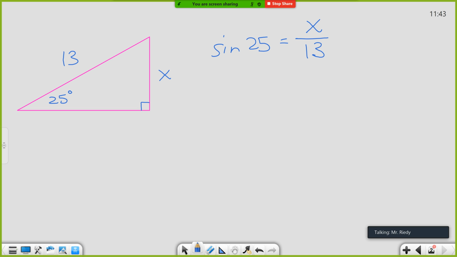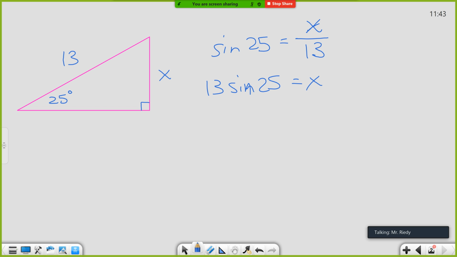Beautiful. Then we solve. Well, how do we solve? We multiply both sides by 13. Notice I moved the 13 out in front. The reason I do that is because if I wrote it the other way, sometimes people have a tendency to confuse that as this, and we don't want that. We want the 13 out in front.